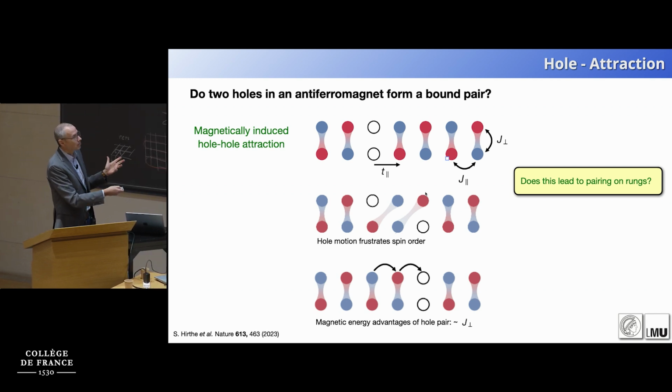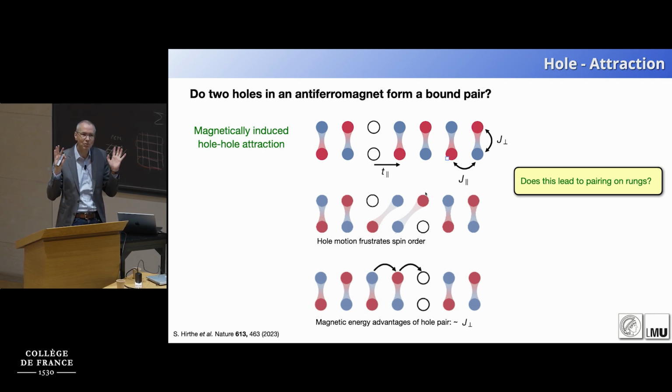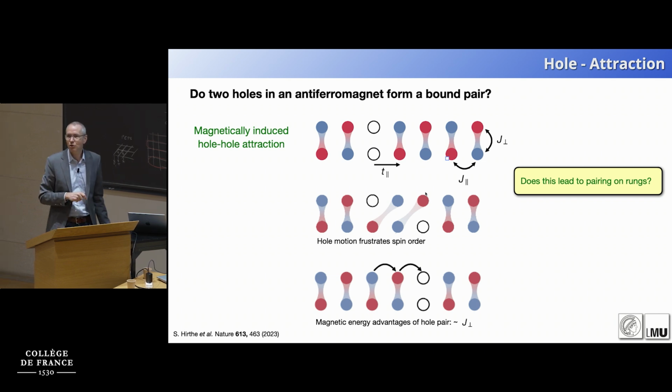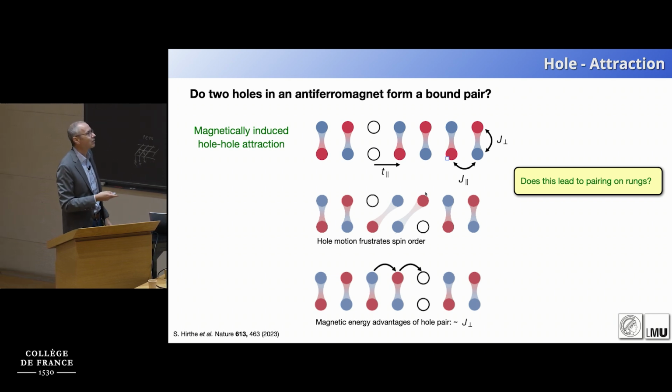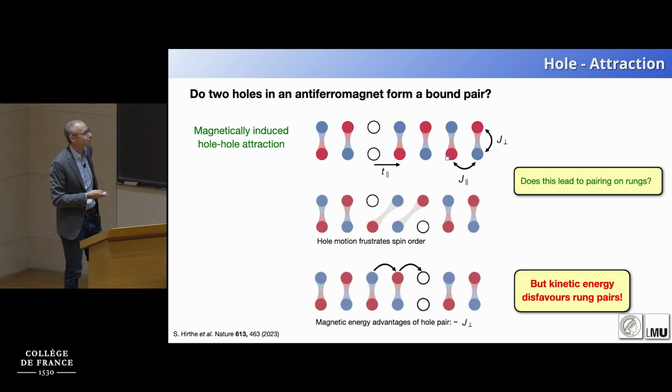Now if you go to the mixed dimensional setup, that's great, because in the mixed dimensional setup, holes cannot delocalize across the rungs. So there's no kinetic energy penalty. So you take the kinetic energy penalty away, and you only have the win of the magnetic energy. So at that point, you now get the strong binding and the strong boosting of the pairs that form in the system. So that's basically the intuition behind this.